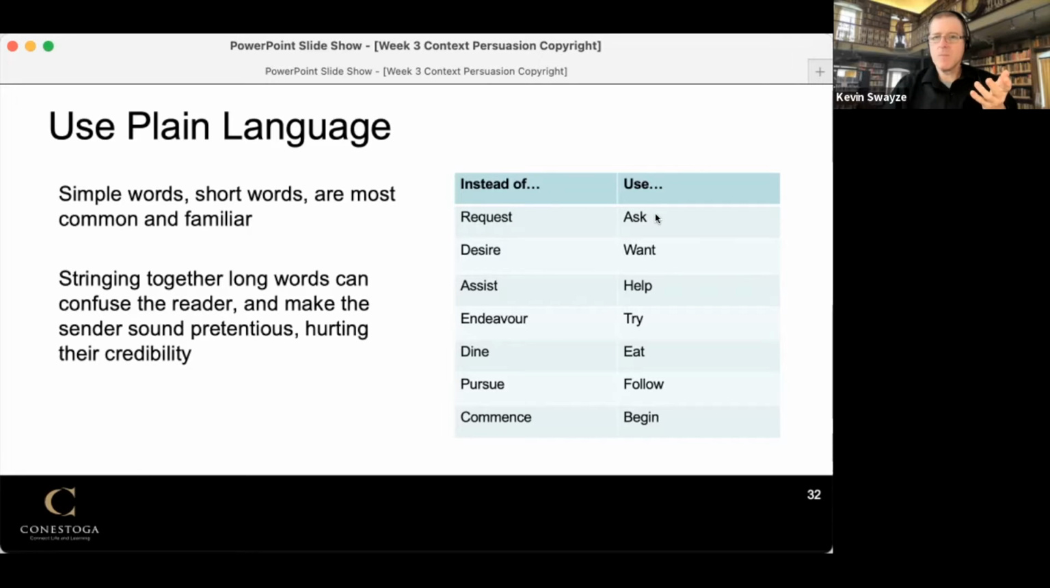Request, just ask. Desire, want. Assist, help. Endeavor, I'll try. Dine, eat. Pursue, follow. Commence, or begin. I will admit that in some of these examples I have here, it doesn't seem like a big change.